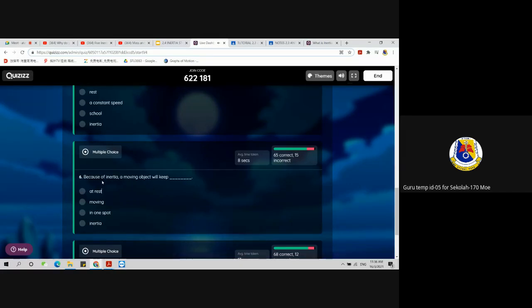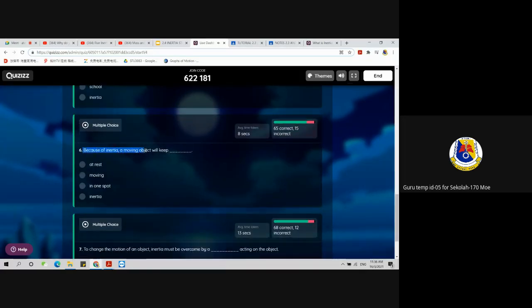So first, we look at the question. Because of the inertia, a moving object will keep at rest. No. Moving? Yes. In one spot? No. Inertia? Exactly no, because it's asking you whether, since he already said that because of inertia, you cannot say that a moving object will keep inertia. Inertia is not a word, it's a name.